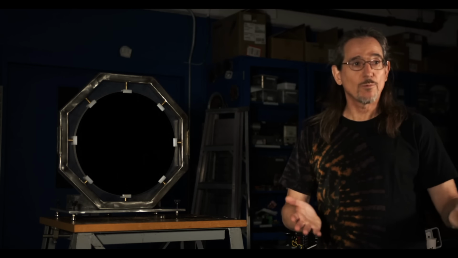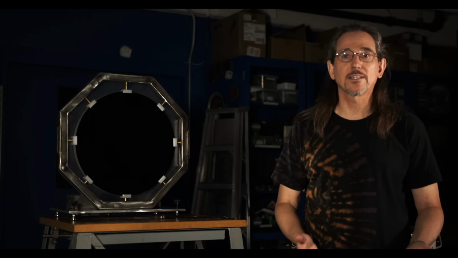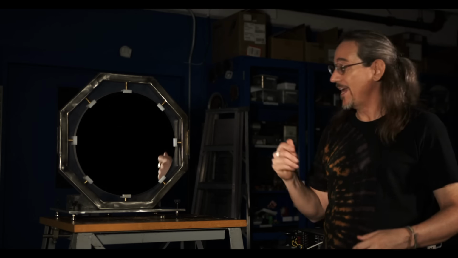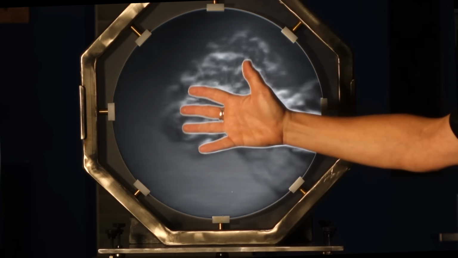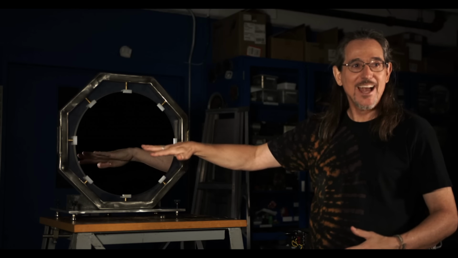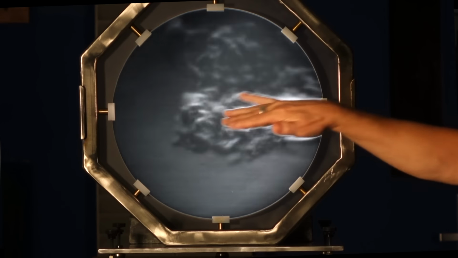So we think we're set up here with the basic Schlieren setup, and we're just going to do a quick test. What you're looking at right now is the mirror, and I'm just going to put my hand in front of the mirror, and oh my goodness, look at that. That is spectacular.